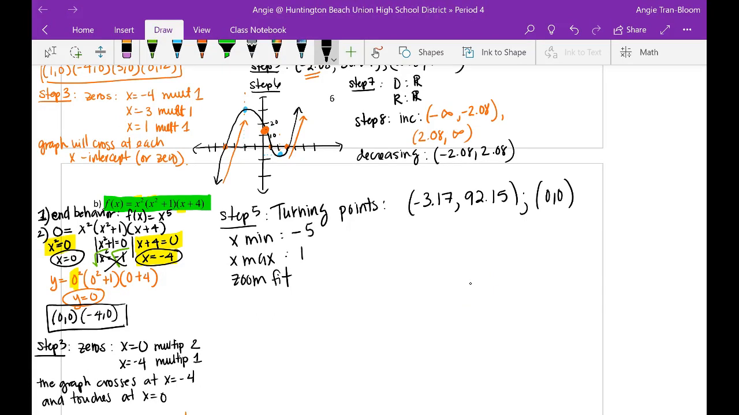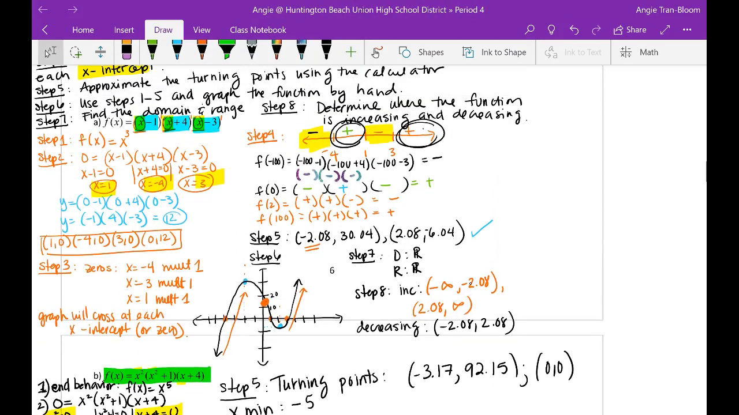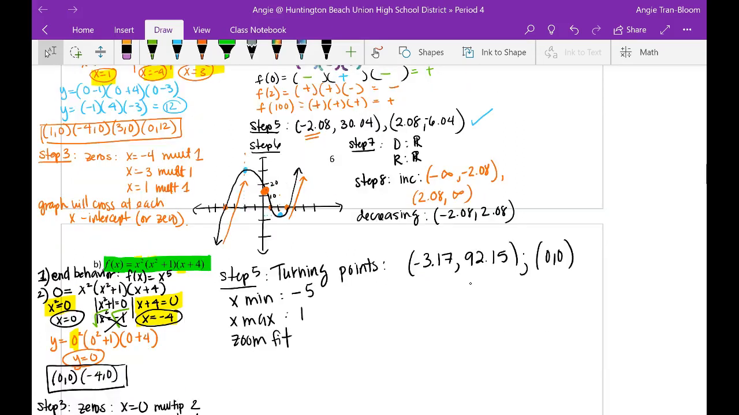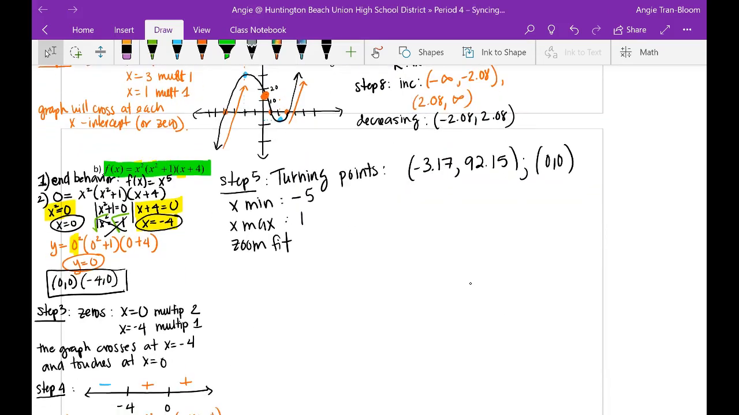Now, what does step number 6 say? Step 6, use steps 1 to 5 and graph the function by hand. All right. So it looks like step 5 is the only one that you're using the calculator for. Everything else is kind of given to us.